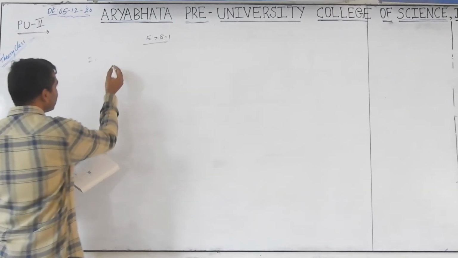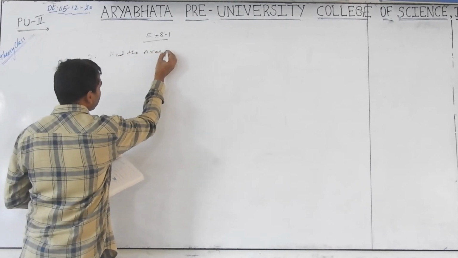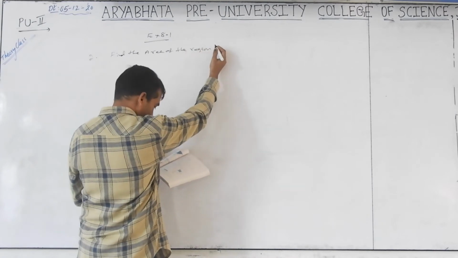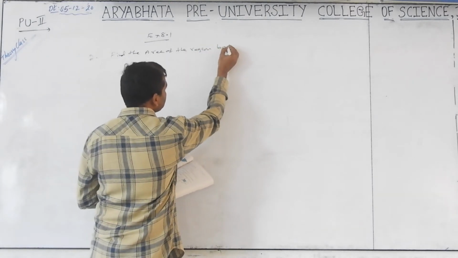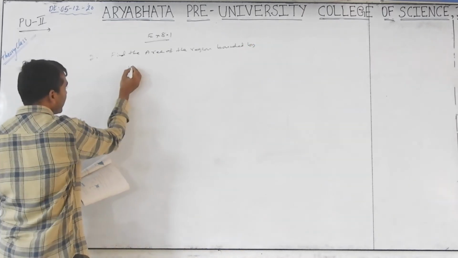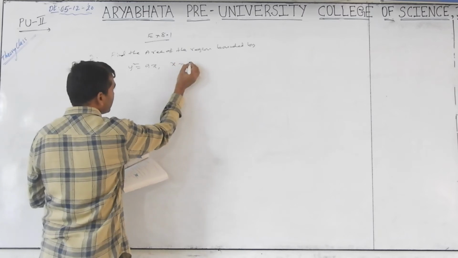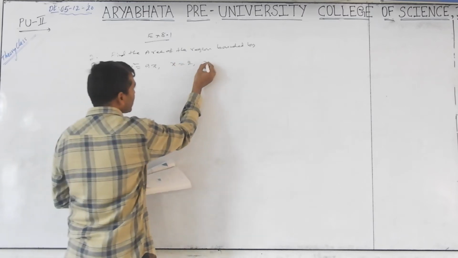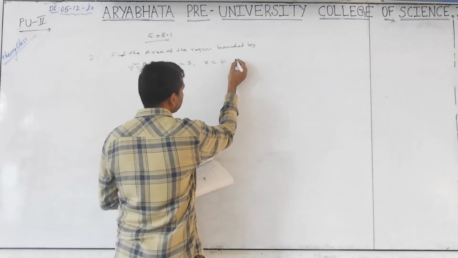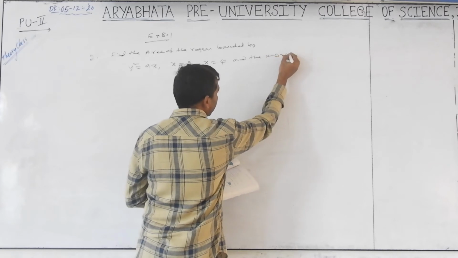Find the area of the region bounded by y square equal to 9x and x is equal to 2, x equal to 4, and the x-axis in the first quadrant.